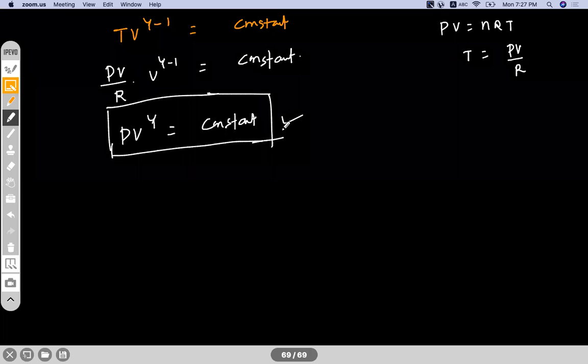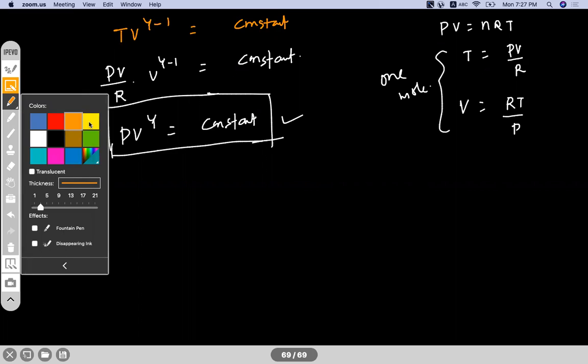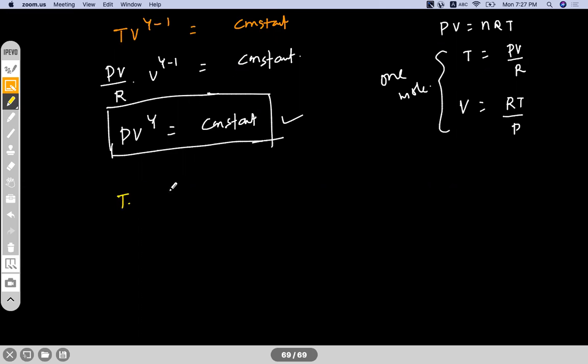Correct. Could you write down the expression in terms of P and T? P and T, if you want to put, then volume should be what? Volume should be RT by P. From here you see, volume should be RT by P, one mole we are considering. We'll substitute this volume over here. So T into V, that is RT by P, to the power gamma minus 1 is a constant.